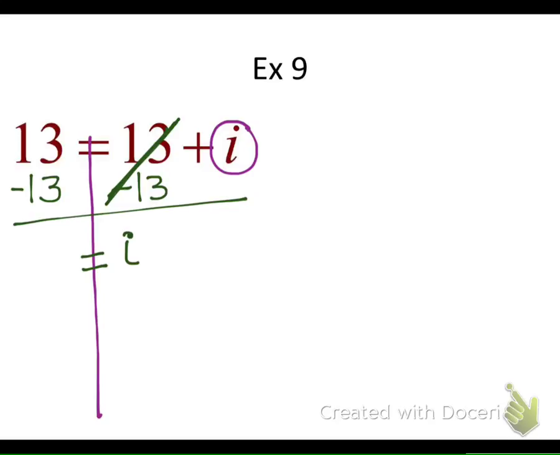Not undefined. Okay? I know a lot of kids from Carlos and Nimmons class came in saying undefined. That means something totally different, okay? 13 minus 13 is 0. And you're going to then box it.